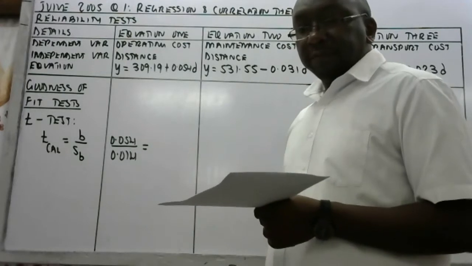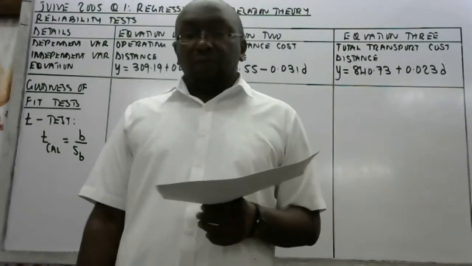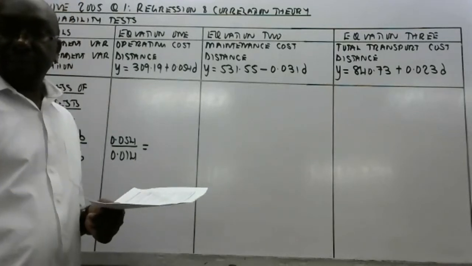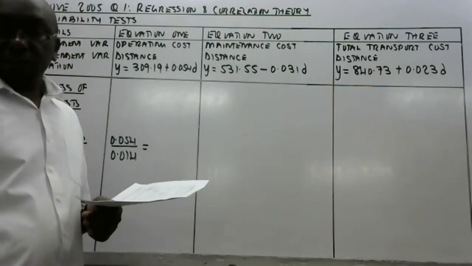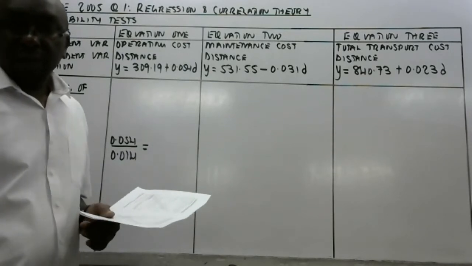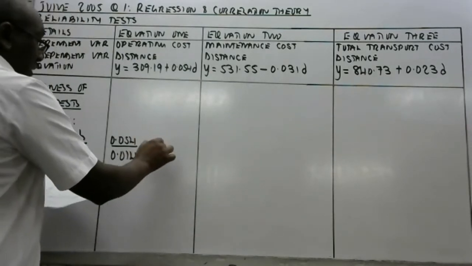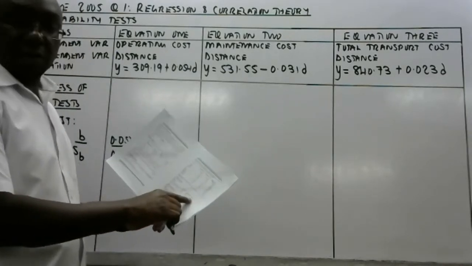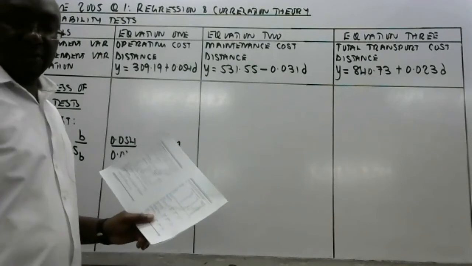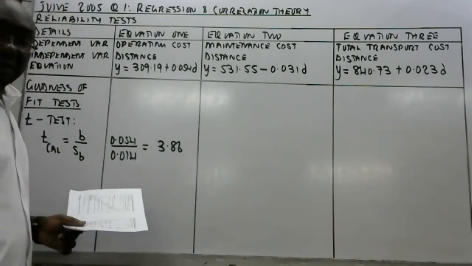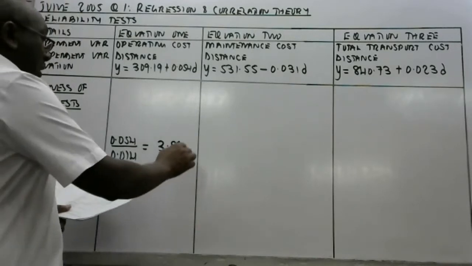Three points. Give me to 2 decimals. Yeah, 3.86. I wanted 2 decimals because it is the one that is given at the end. I see there it is written t value. That is the one. So I wanted you to see how it's computed in case they have not given you.